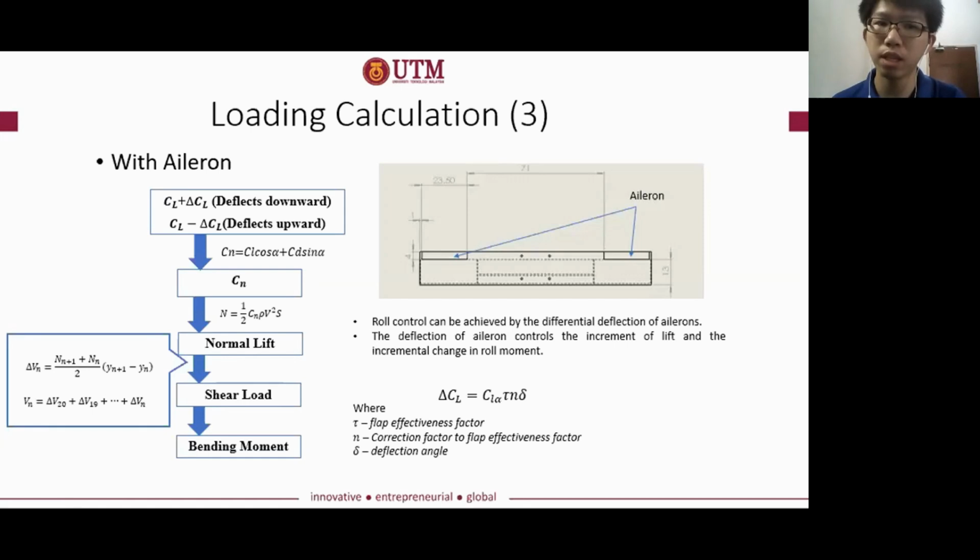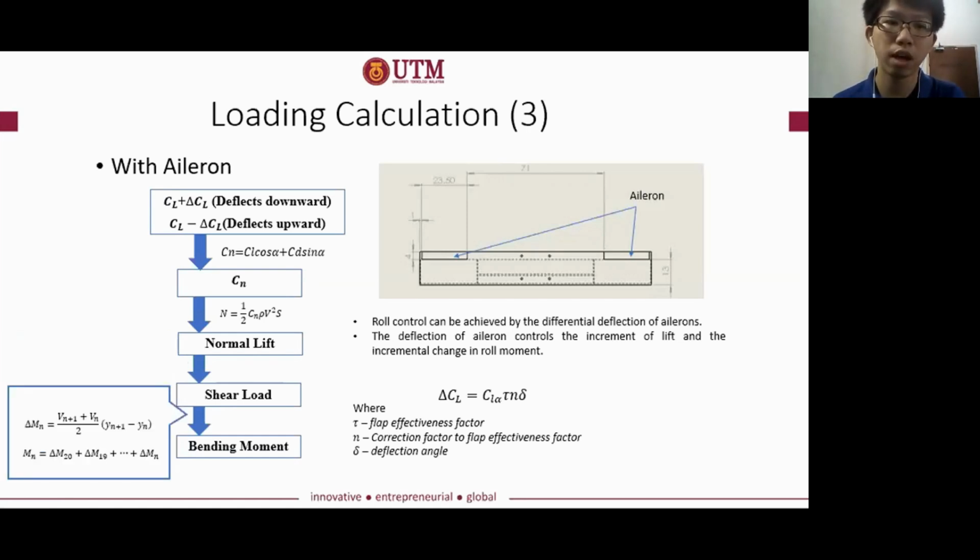So how do I determine the normal lift, shear load, and bending moment? Similar to the wing loading without aileron, just by using the equations as shown over here. To get the shear load, simply plug in all the values, while to get the bending moment at each station, again, use the equation and sum up the change of the bending moment. So that's for the wing loading analysis with aileron.